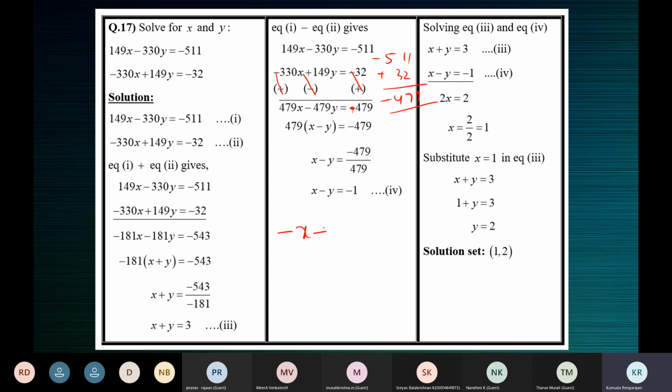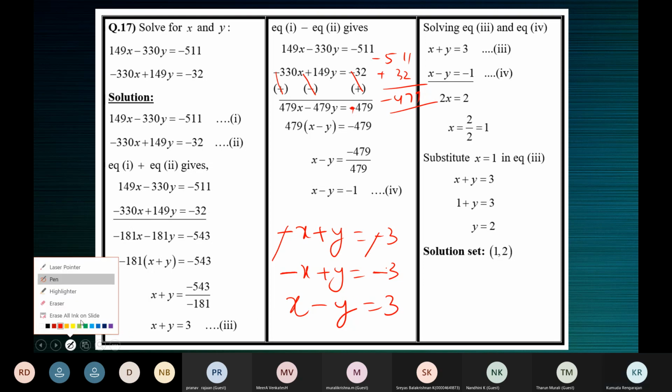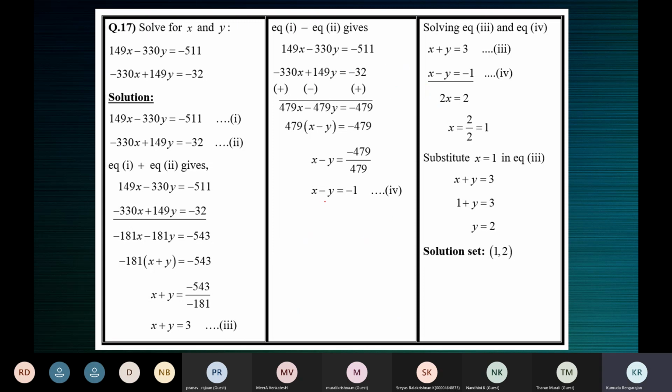And children, when we have a situation, suppose you have minus x plus y is equal to minus 3, and you cannot cancel this minus and minus. If you're not comfortable with the minus and minus here, you should change the signs throughout. So minus x becomes plus x, plus y becomes minus y, and minus 3 becomes plus 3. You must change the signs throughout. So subtracting, you get this equation, then solving equations 3 and 4, we find the values of x and y.